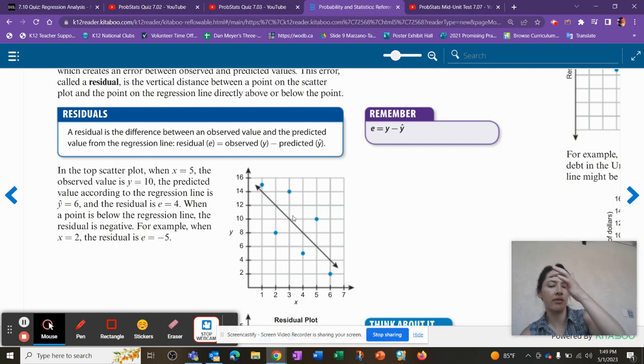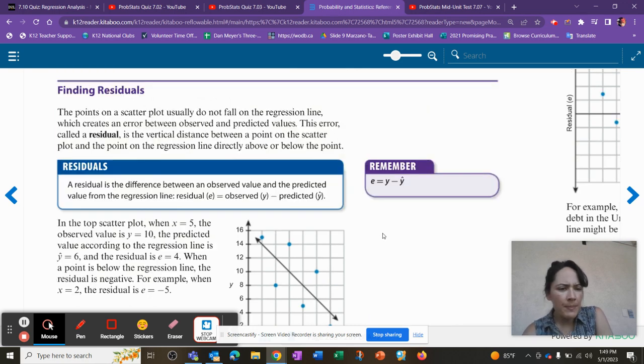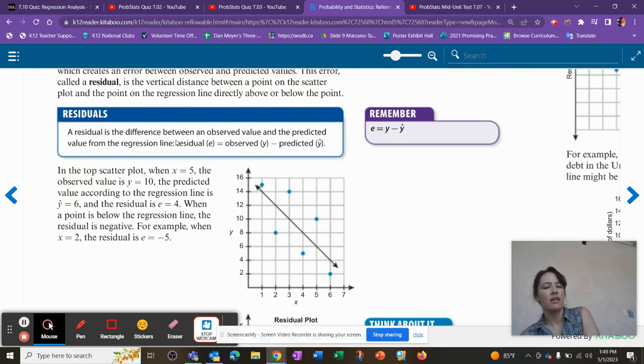So you can read that example if you'd like. I'm doing this dot right here because it looked like nice, neat numbers. 14 is the actual output. 10 is the predicted output. So the error, the residual, is going to be 4. Just making sure, vocabulary wise. The residual, E, is going to be 4.